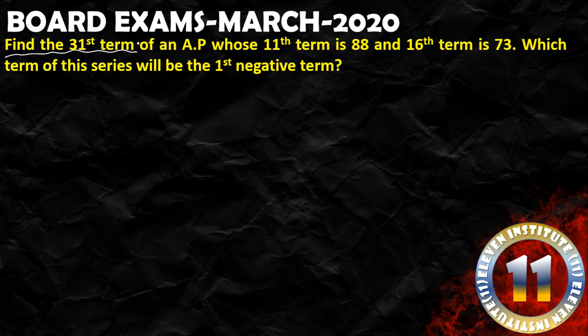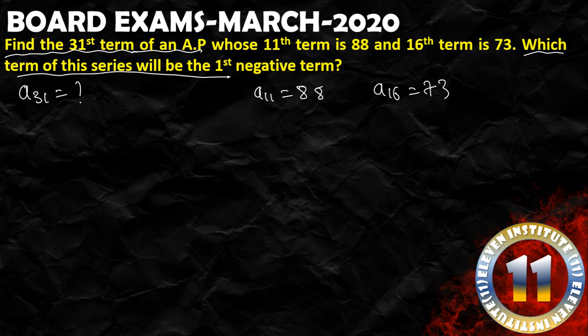Find the 31st term of an AP. So we can write over here A31 is equal to question mark, whose 11th term is 88. So we can write A11 is equal to 88. 16th term is 73. A16 is equal to 73. Which term of this series will be the first negative term? હજી extra વસ્તુ પૂછી લીધી. Which term will be the first negative term?